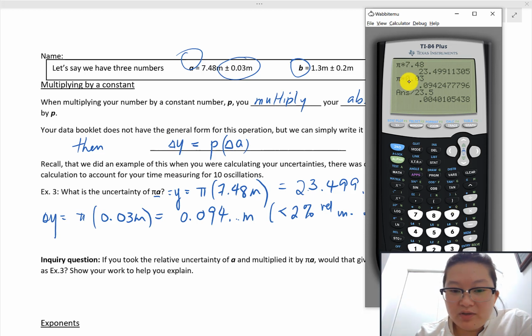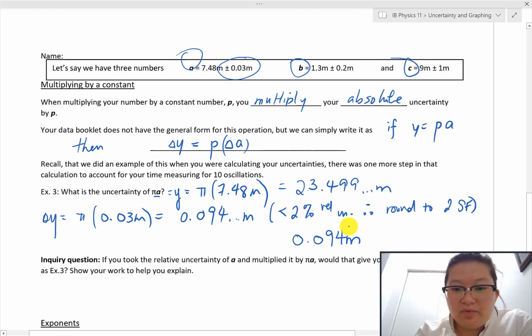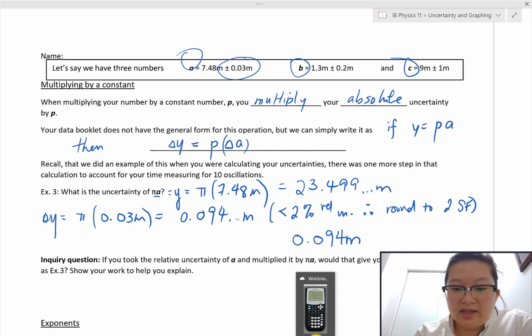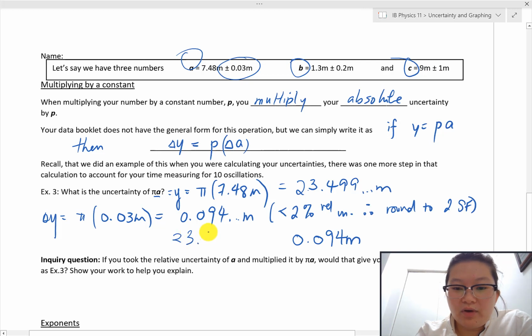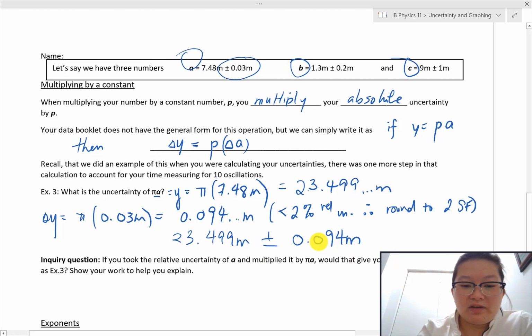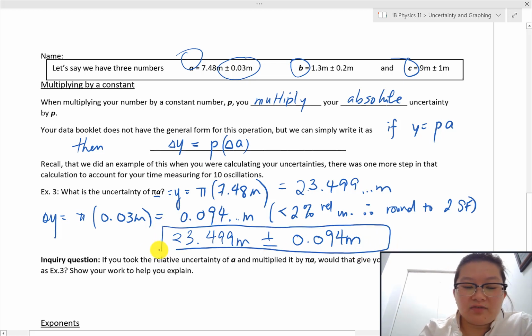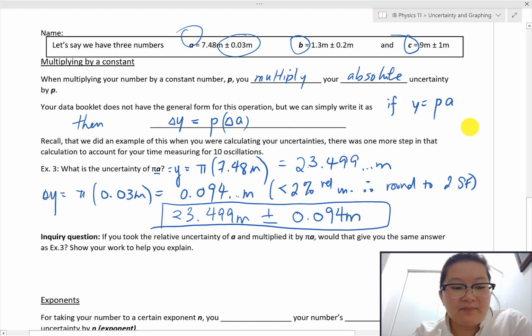So that's going to be, it was 0.0942, so that's just 0.094, which means our original value here, 23.499, also needs to be rounded off to the thousandths place, and that is 23.4991. That 1 doesn't do anything. It doesn't round the 9 up or down. So I keep it as 23.499 meters. And this is plus minus our absolute uncertainty rounded to two significant figures, 0.094 meters. And I will bracket this off. So that's our answer for example 3.